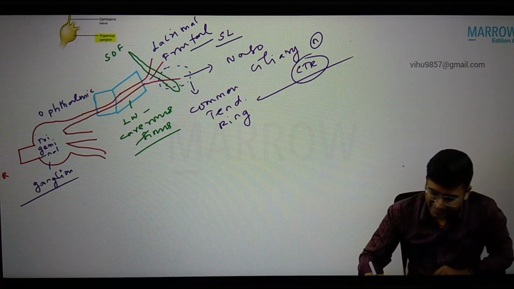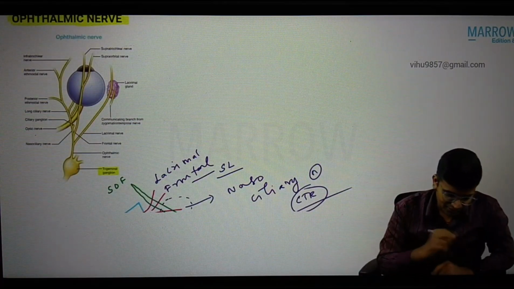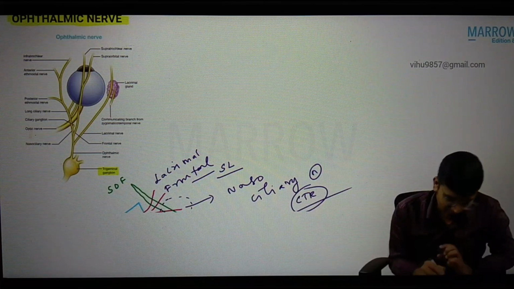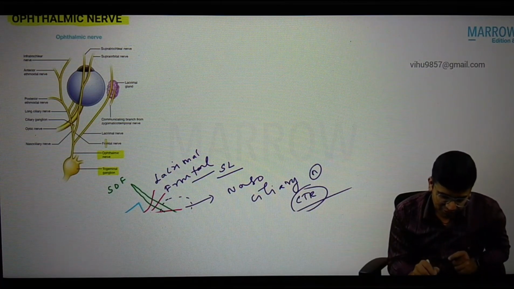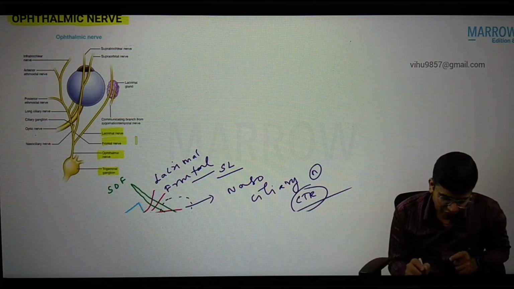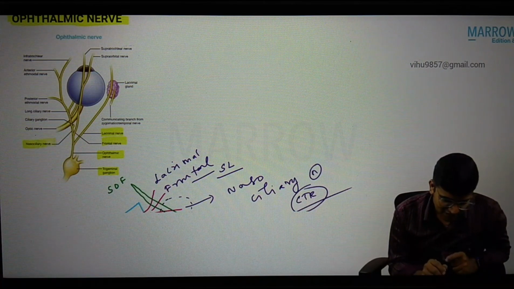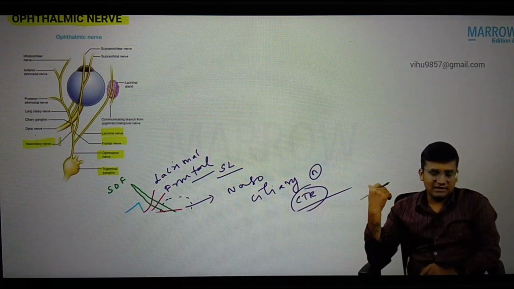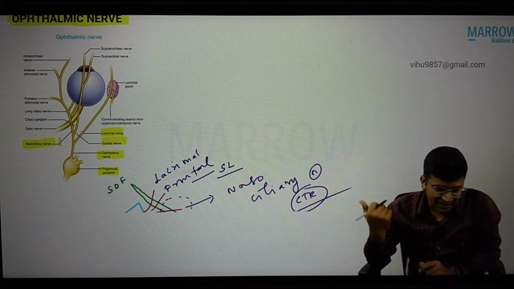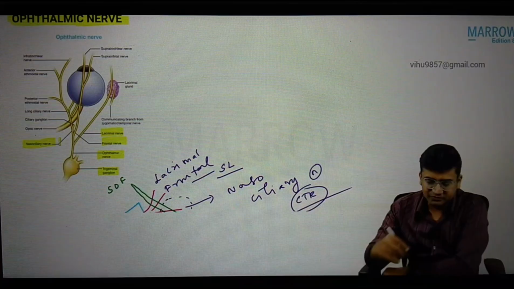So the nasociliary nerve passes through the common tendinous ring. Now see the diagram. This is our ophthalmic nerve. The ophthalmic nerve is divided into the lacrimal nerve, frontal nerve, and nasociliary nerve. Now, what are the functions of the lacrimal nerve, frontal nerve, and nasociliary nerve?